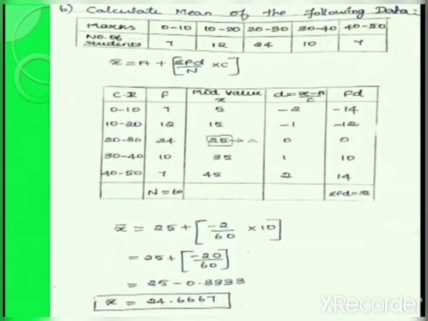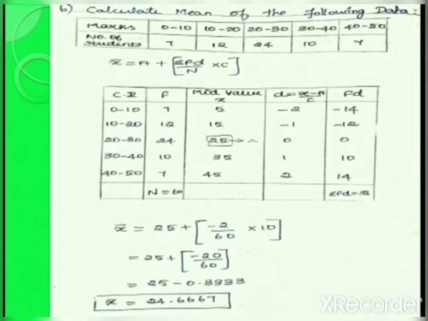So now we have summation FD value and capital N value. So we have to substitute into our formula. X bar is equal to A, or capital A, assumed mean is 25, plus our summation FD is minus 2 divided by capital N is 60, into C, our class limit is 10.